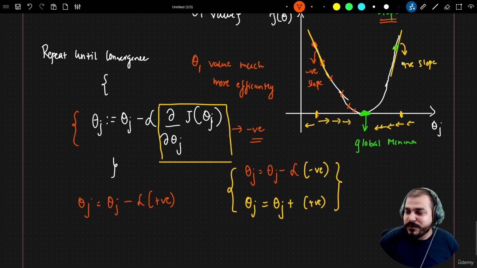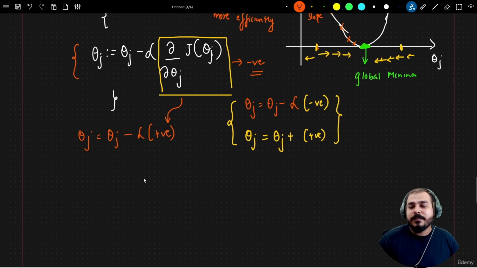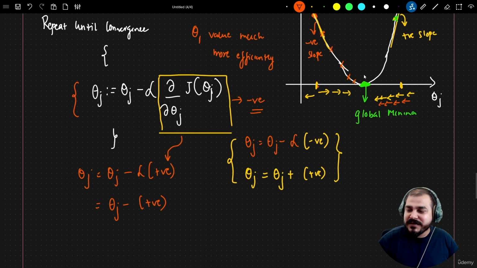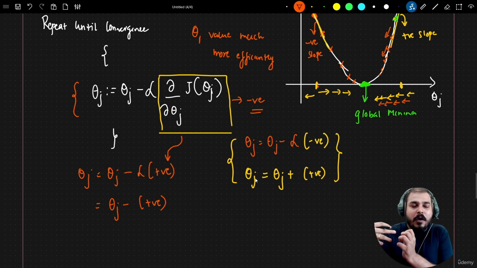So whenever I try to find the derivative with respect to this, it is a positive slope. Now whenever it is a positive slope, all I am doing is subtracting some positive value. When I subtract some positive value, that basically means I decrease my theta j value. And if I continuously perform this process, after some time you will see that I am going to come to this specific point.